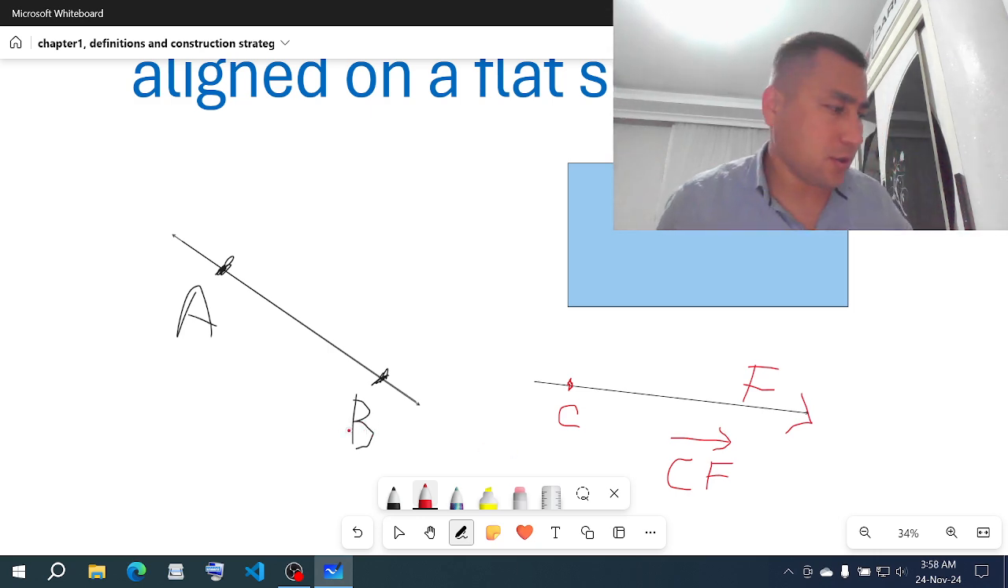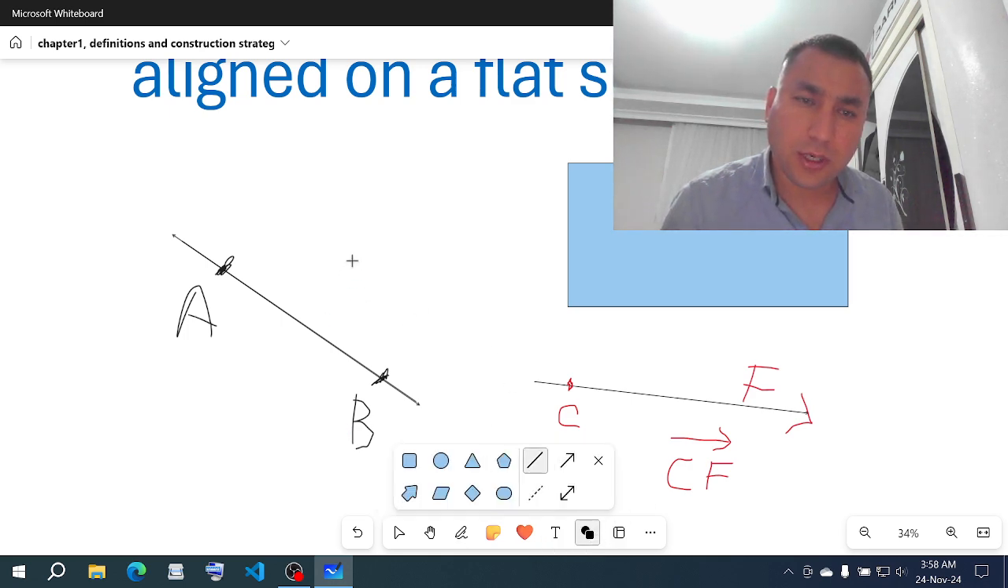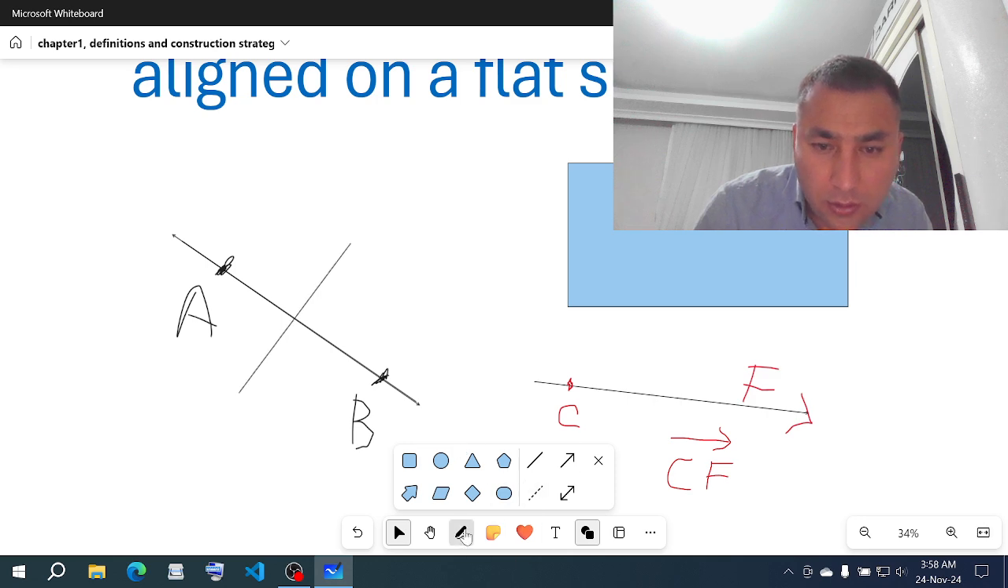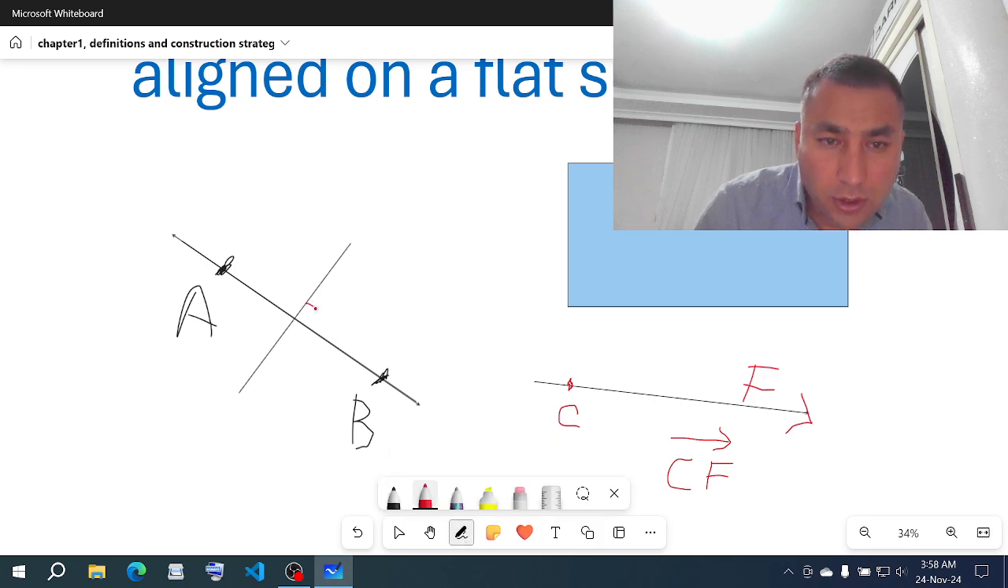And perpendicular lines are when these lines cross each other at 90 degrees. That's called perpendicular. This is not exactly 90 degrees, maybe this one is. You have the 90 degrees here.